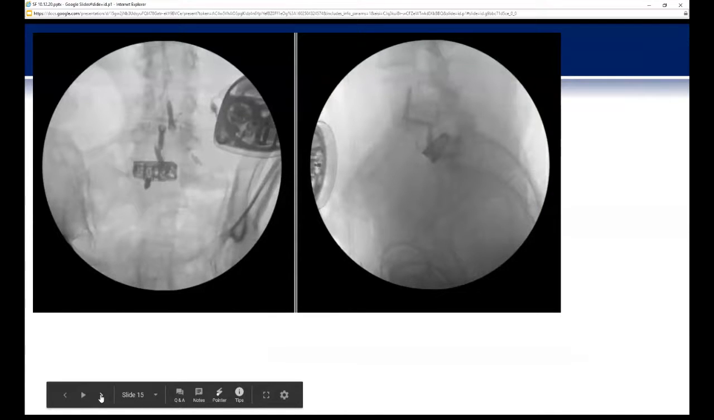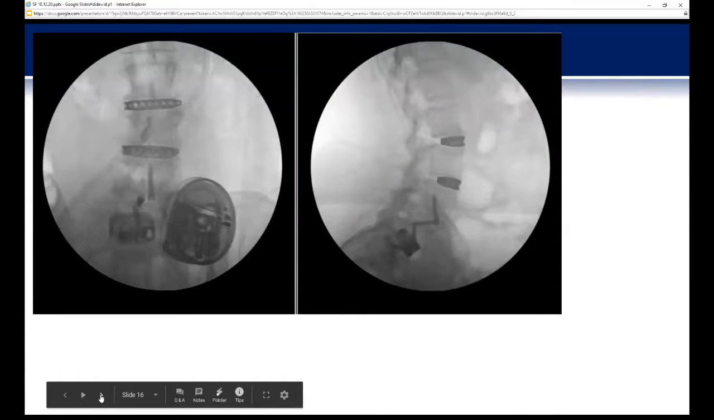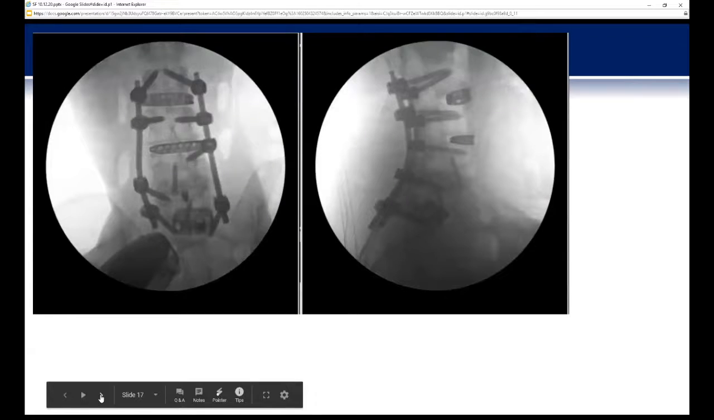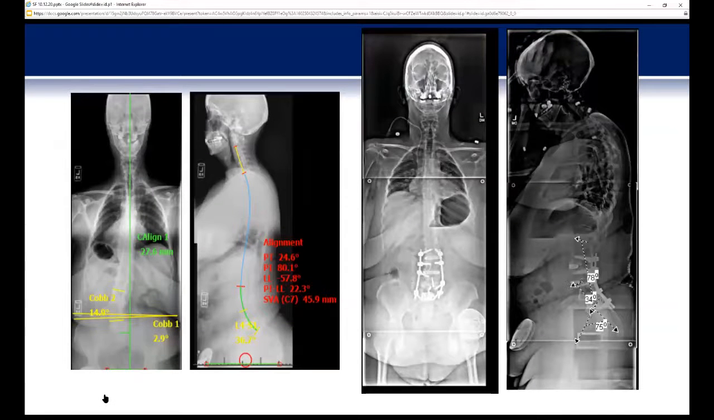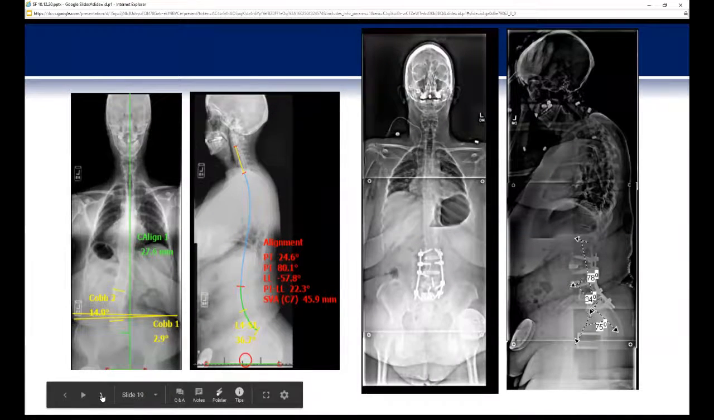So ultimately we decided to correct her deformity with a circumferential, minimally invasive approach with an L5-S1 ALIF, L2-3 and L3-4 lateral interbody fusions, 3-position surgery, and ultimately we were able to achieve good stabilization of her deformity and sagittal alignment. These are her standing films showing the correction of the mismatch and her coronal plane fixation.